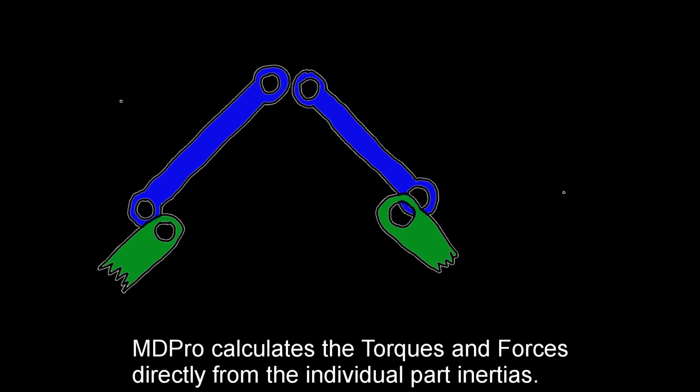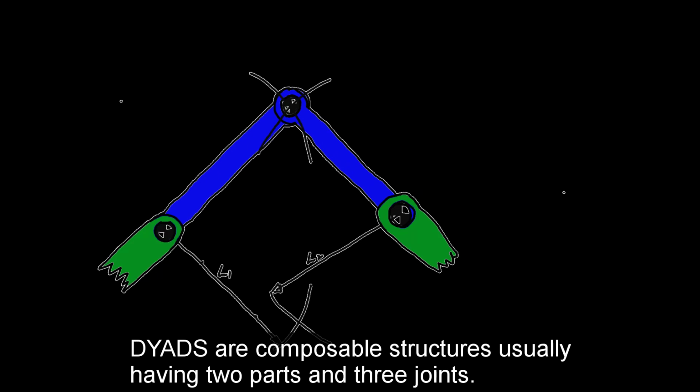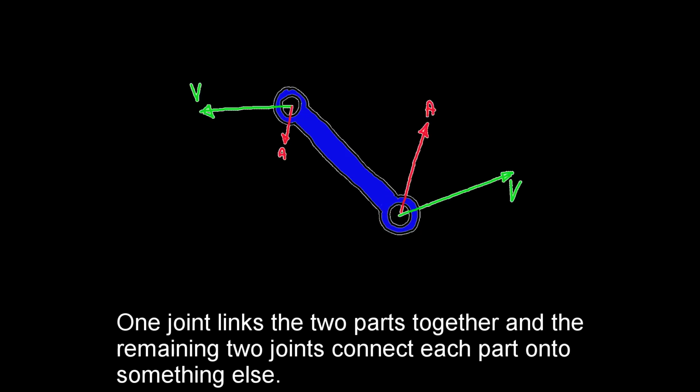MD Pro calculates the torques and forces directly from the individual part inertias. Dyads are composable structures, usually having two parts and three joints. One joint links the two parts together, and the remaining two joints connect each part onto something else.